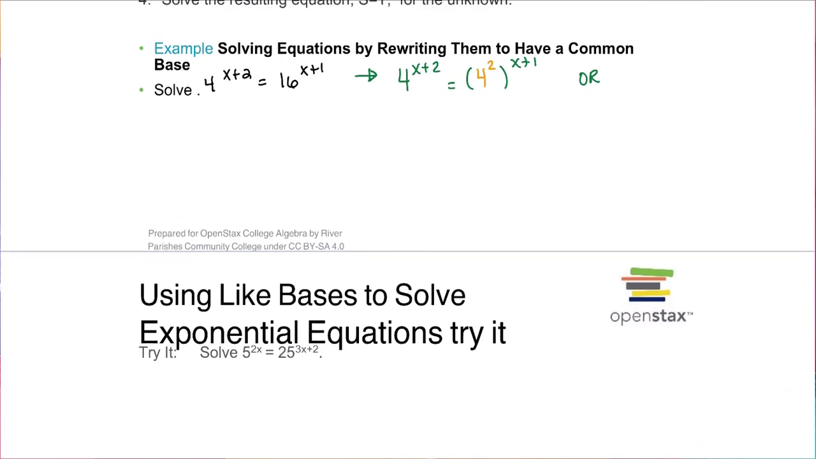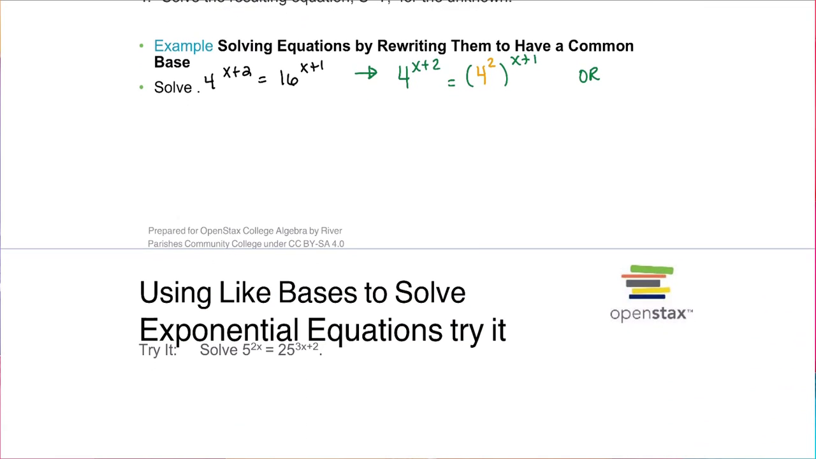So the common base I chose was 4. So now we are going to simplify if possible. On the left, we're going to leave it 4 to the x plus 2. On the right, we have 4 squared to the x plus 1. Basically, what you do is you use laws of exponents, which says if you've got a power outside of a power, you multiply. So I'm just going to multiply 2 times x plus 1, and I'm going to get 2x plus 2.